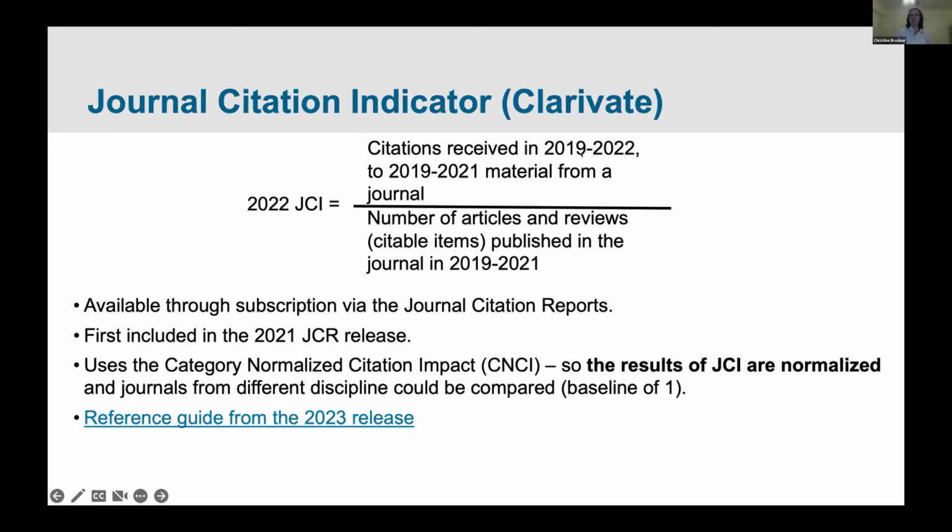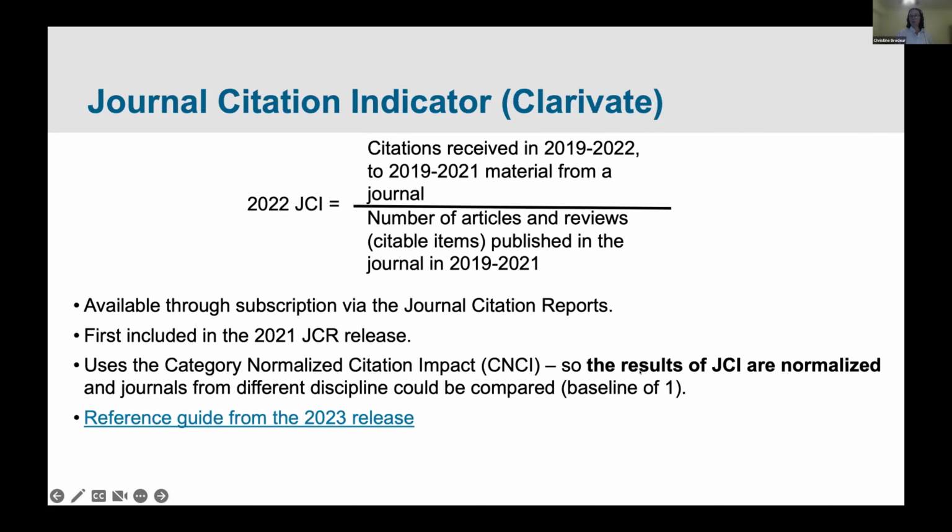So first, the citations are retrieved from three years. Citations received in 2019, 2020, 2021, even four years, 2019, 2020, 2021, 2022, to the previous three years of material, divided by citable items from those three years. So again, it's a division, but the citations are retrieved over a longer period.